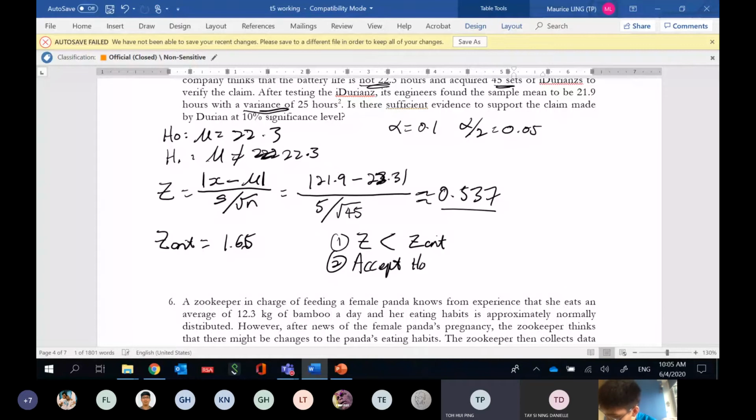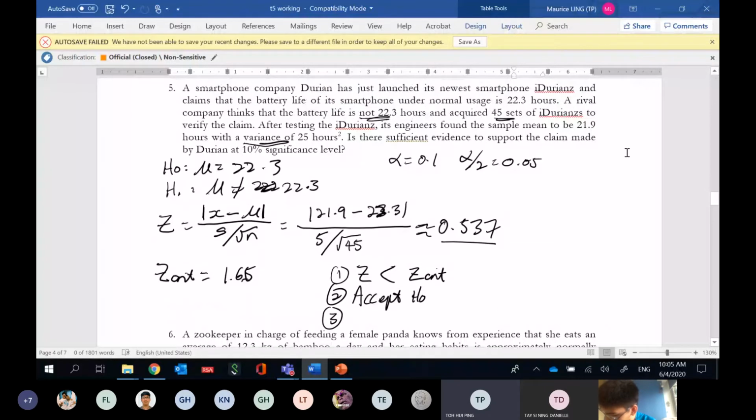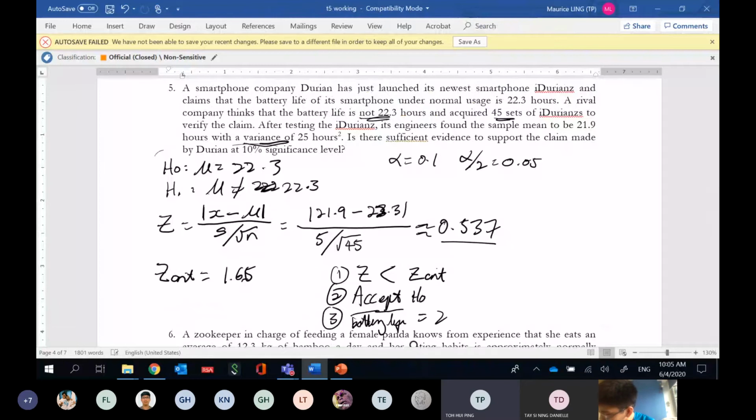Okay, so what is the conclusion? The conclusion is you go back to the question and explain what accepting the null hypothesis means. In fact, the average battery life is 22.3 hours. All right, good.